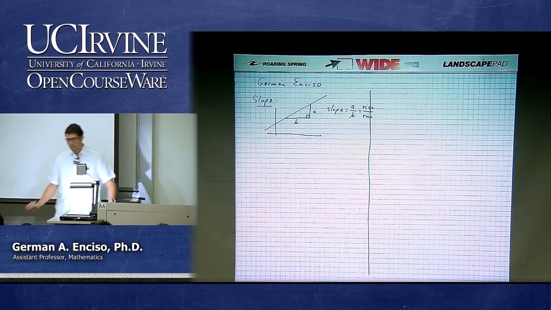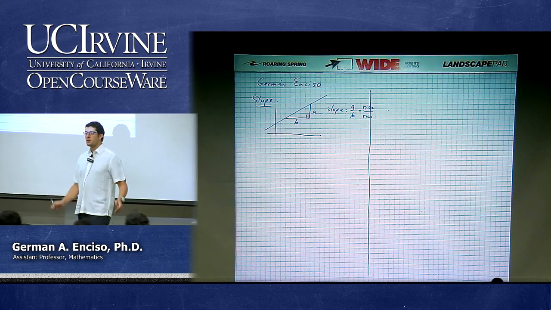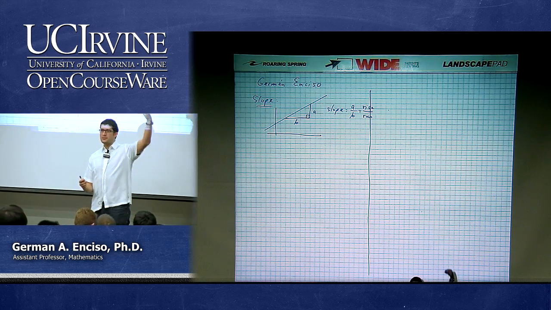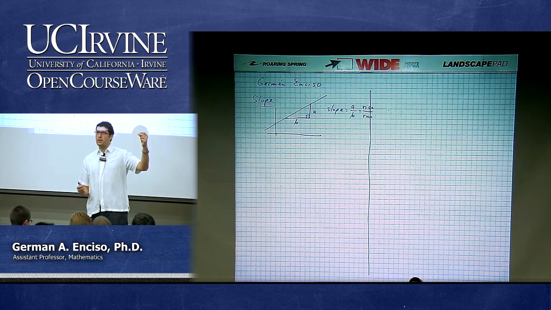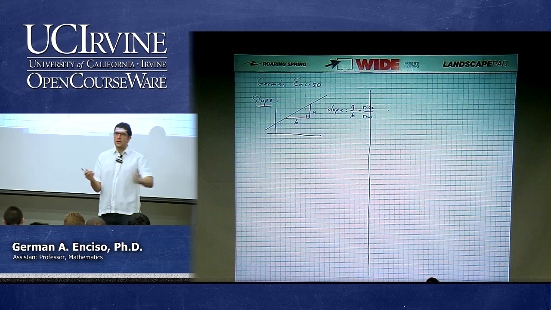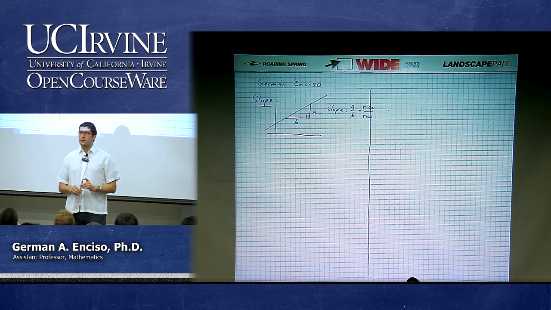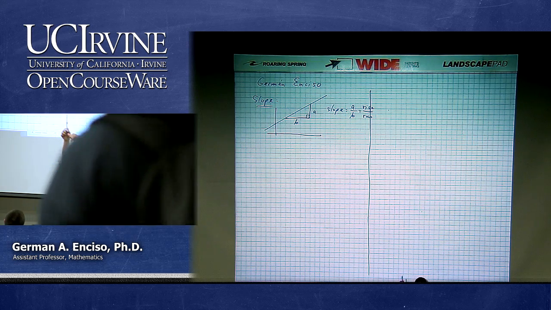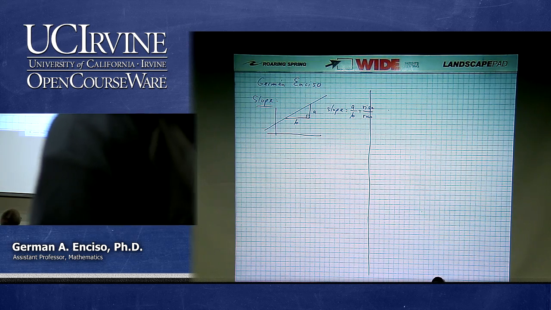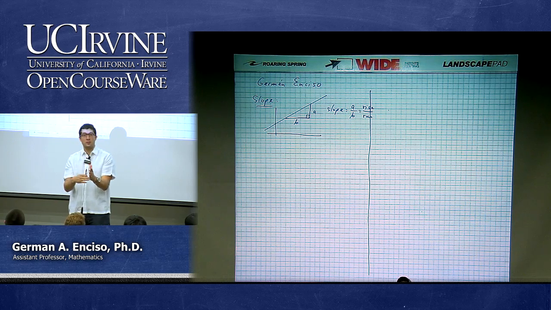Rise over the run. So how much did you rise? How much did the function go up? And how much to the right did you have to move to go up by that amount? Does it matter exactly where I put the triangle? Could I translate this triangle somewhere different? Yes, because the A and the B are going to be the same.